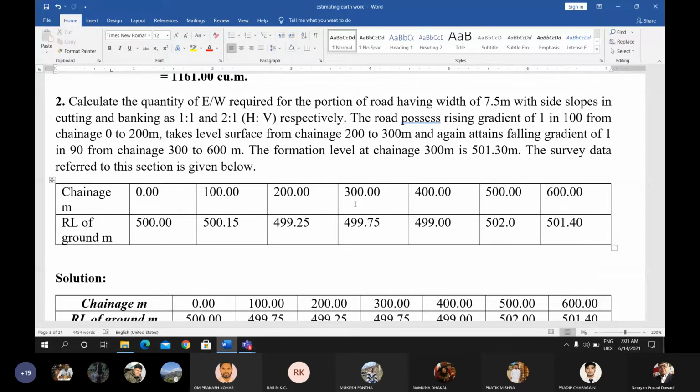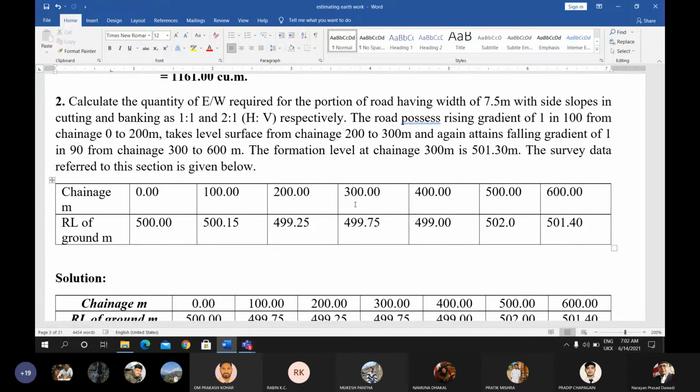We have to find the quantity of earthwork for the road portion. The road width is fixed, and cutting and banking slopes are also fixed according to the type of the soil, and there may be a rising or falling of the longitudinal section. The road may be in falling gradient, rising gradient, or maybe in plain surface. According to that we have to find the quantity of the respective sections. Now this is the question. This type of question may be asked in the final.